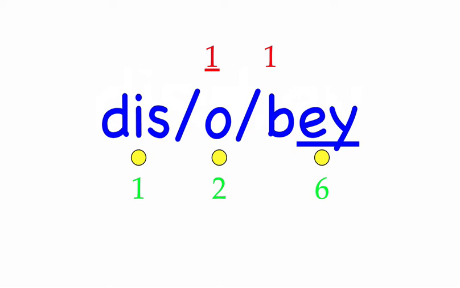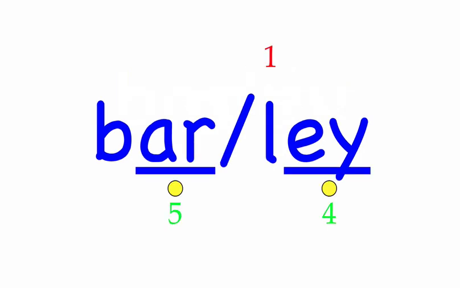Barley. The farmer grew barley on his farm. Barley, 2 syllables. First syllable bar, 2 sounds: B, R. Ley, 2 sounds: L, E. Barley. Mark the word.